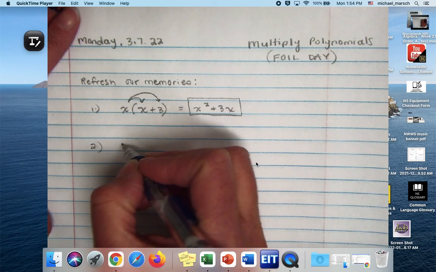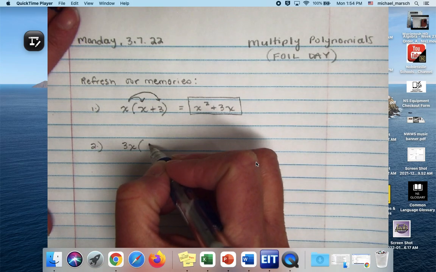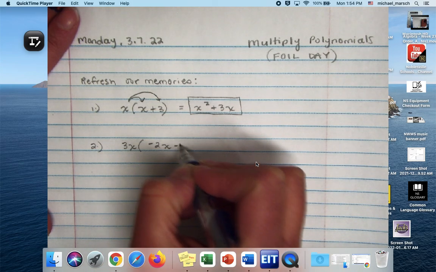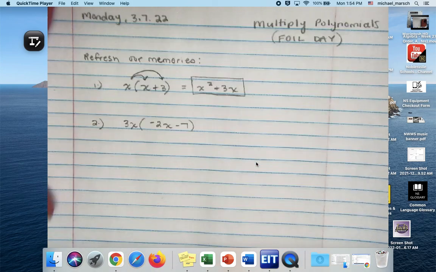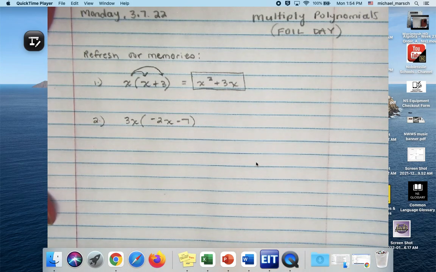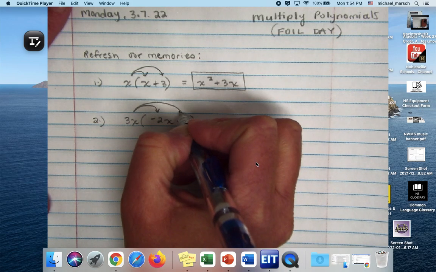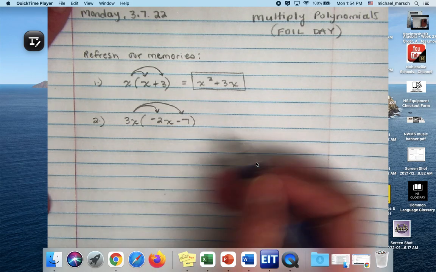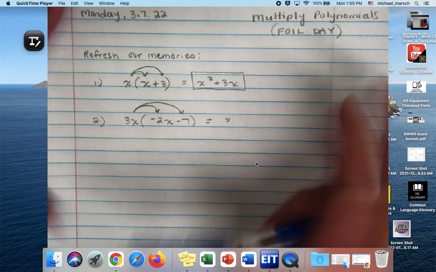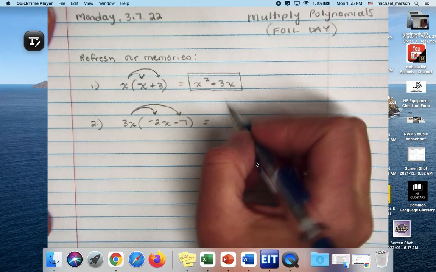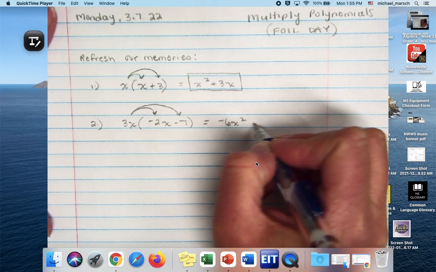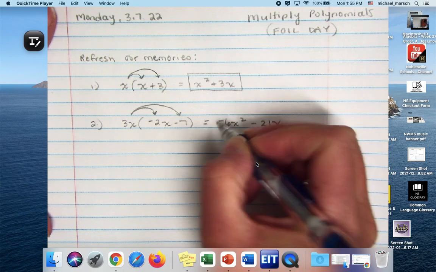If I gave you this example, 3x times the quantity negative 2x minus 7, I would do the same thing. I would distribute this 3x by multiplying it times both of the terms in the quantity, and I would get negative 6x squared minus 21x.